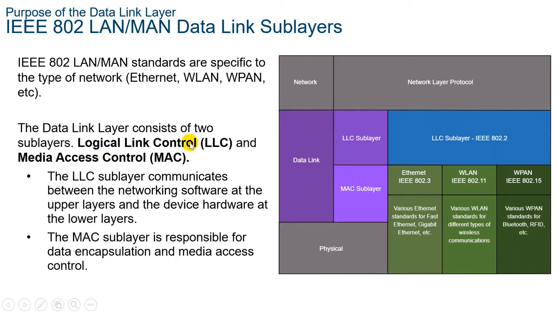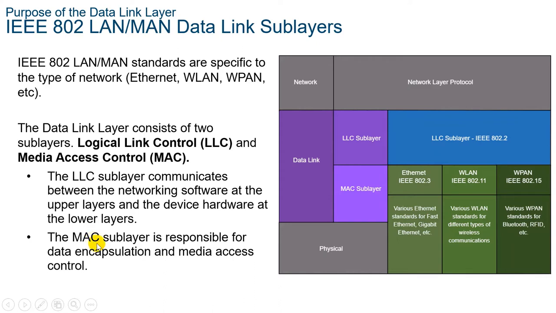Now when you say logical link control or LLC, this IEEE 802.2 sublayer communicates between the networking software at the upper layers and the device hardware at the lower layers. So LLC is situated here. As I've said earlier, it is capable of communicating to the upper layers, network layer and app, and to the hardware on the MAC sublayer down. So it places information in the frame that identifies which network layer protocol is being used for the frame. This information allows multiple layer 3 protocols such as IPv4 and IPv6 to use the same network interface and media.